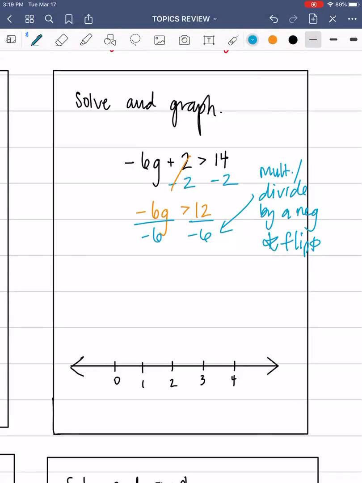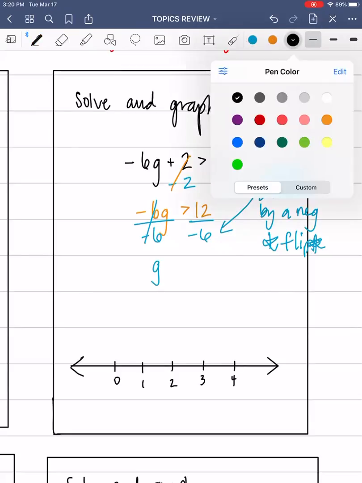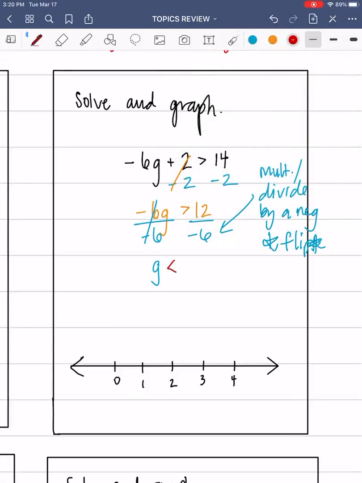Okay, so here we go. I'm going to have g, but instead of greater than, now this is going to flip and be, I'm going to make this red so it stands out, less than. 12 divided by negative 6 is negative 2. So our final answer here is g is less than negative 2.